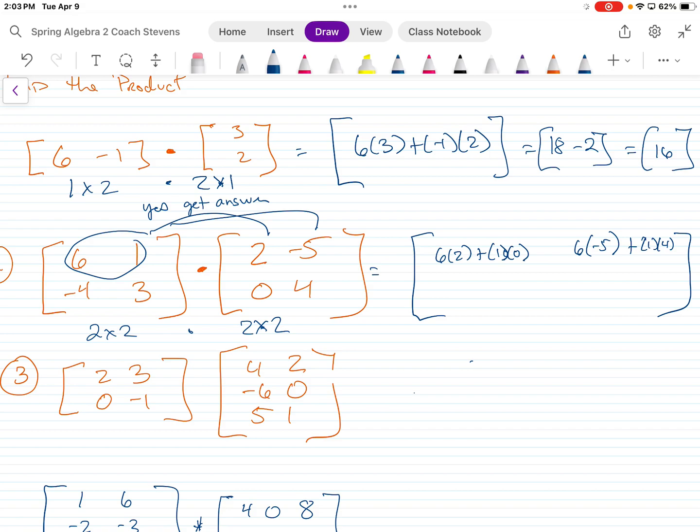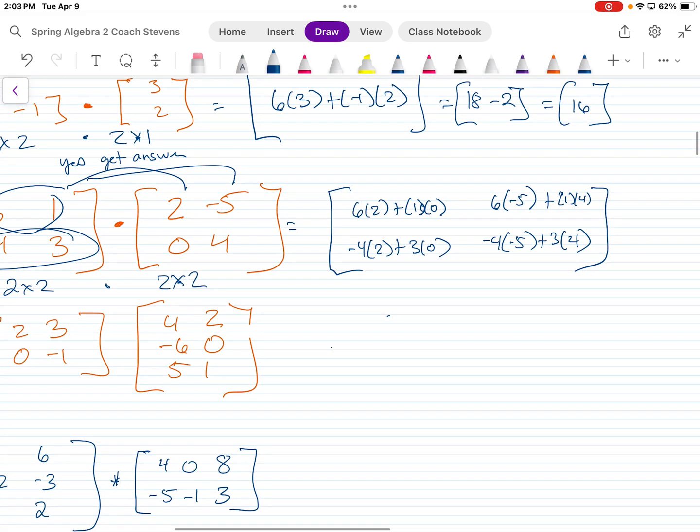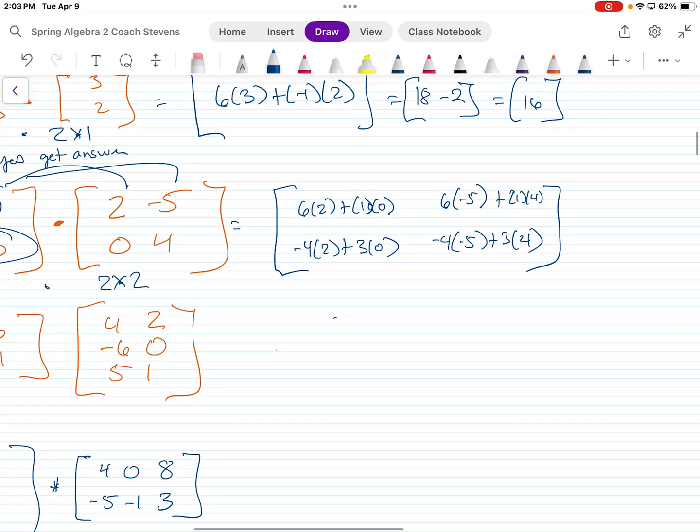Then we go to the bottom row, negative 4 times 2 plus 3 times 0. And then negative 4 times negative 5 plus 3 times 4. So I have my cells set up. Again, I should see some repeats in certain locations. And then now we just simplify.